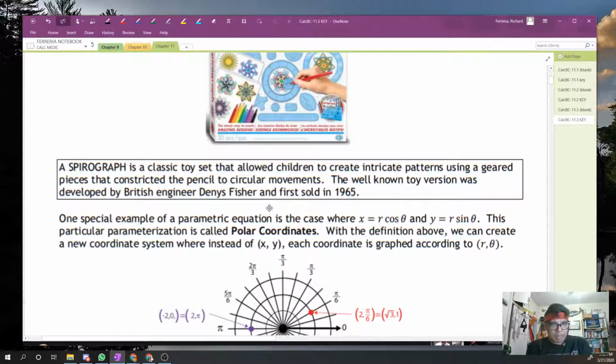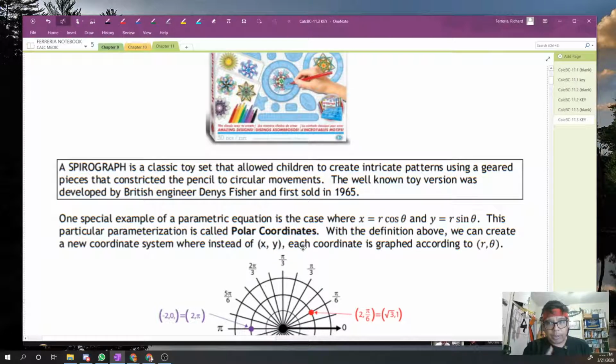So we've got one special example of a parametric equation, and that's really the way I want you to think about these. These are just parametric equations with a really well-defined parameterization. So this is x is equal to r cosine theta, and y is also equal to r sine theta. And that is called something in polar coordinates.